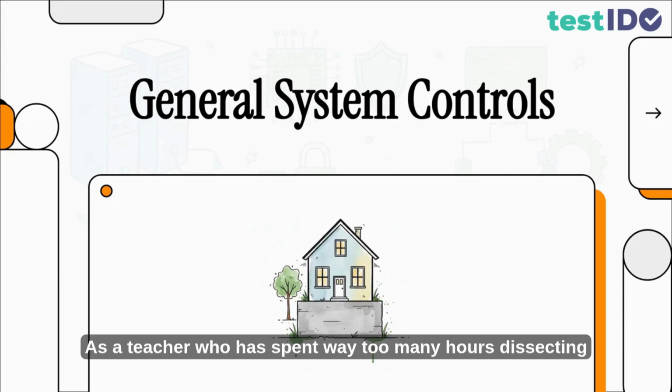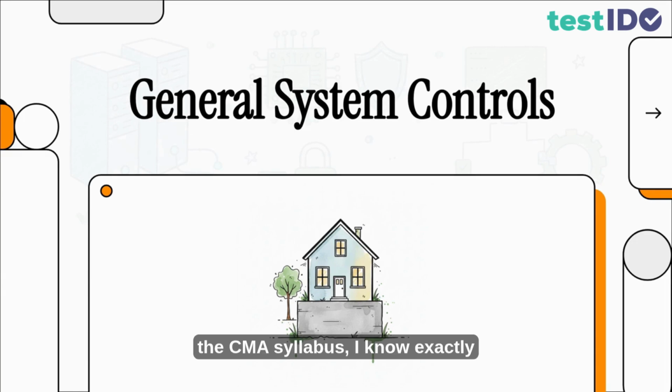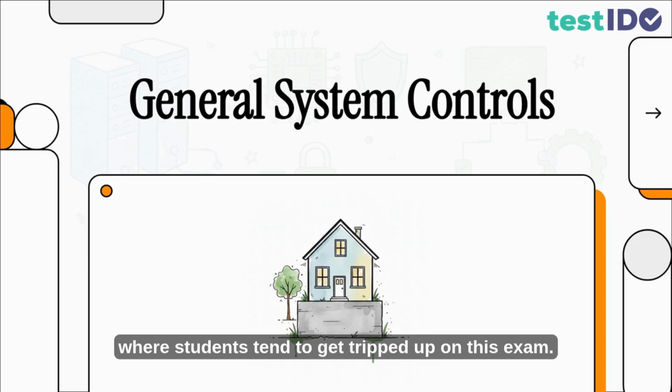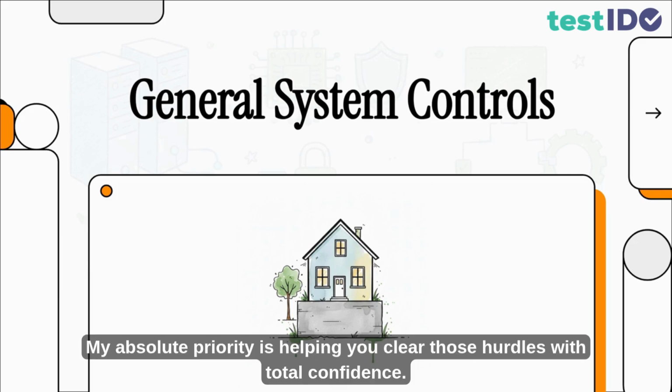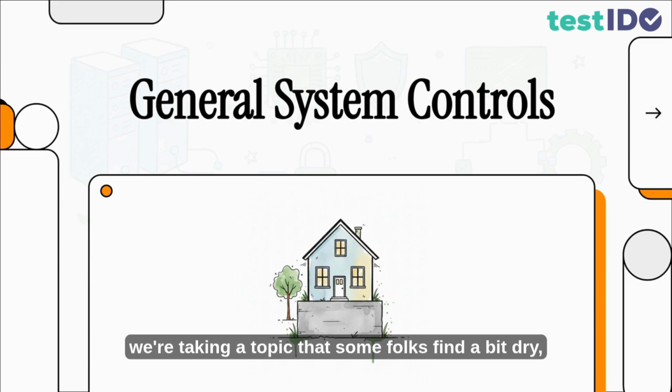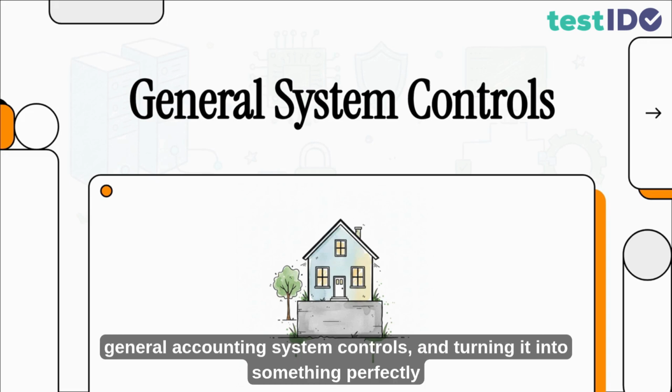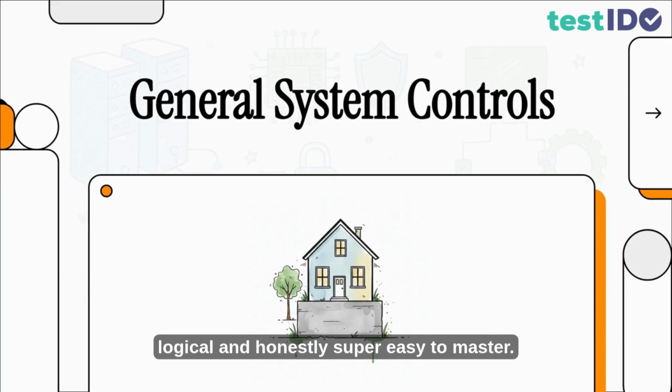As a teacher who has spent way too many hours dissecting the CMA syllabus, I know exactly where students tend to get tripped up on this exam. My absolute priority is helping you clear those hurdles with total confidence. So today, we're taking a topic that some folks find a bit dry, general accounting system controls, and turning it into something perfectly logical and honestly super easy to master.